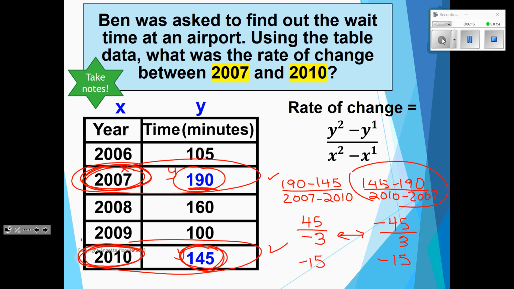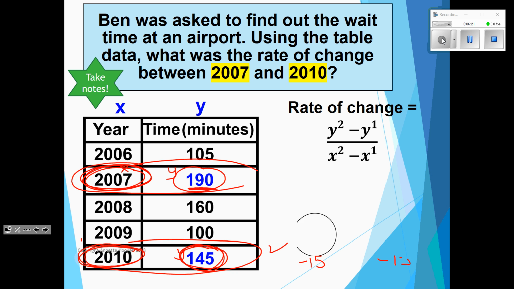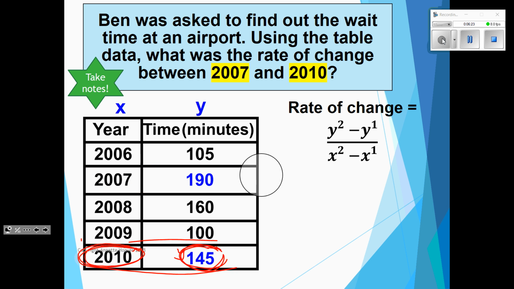So you're going to find two ordered pairs, subtract the y's on the top, subtract the x's on the bottom, and that gives you the rate of change, which is also, as we're going to find out later, the slope of the line.